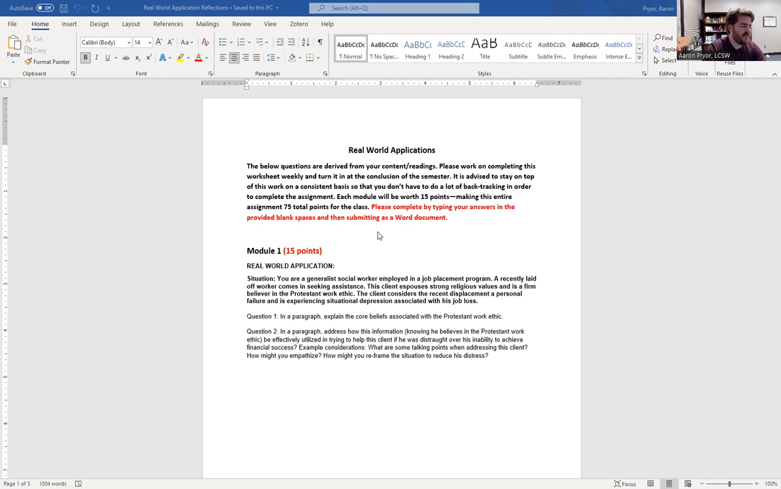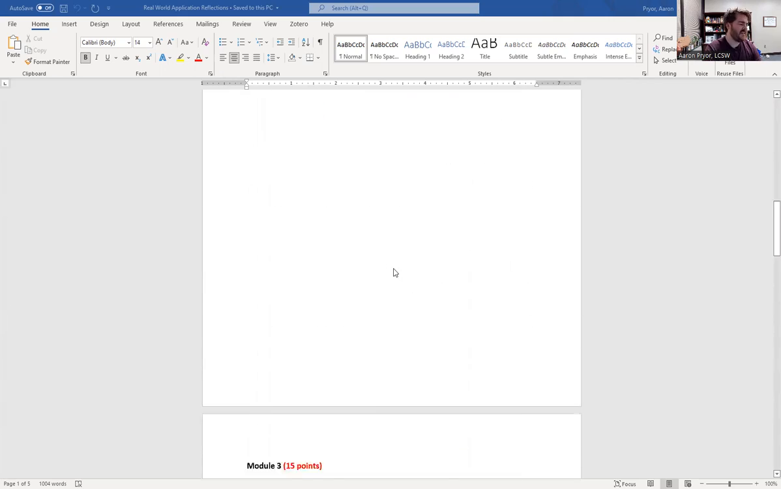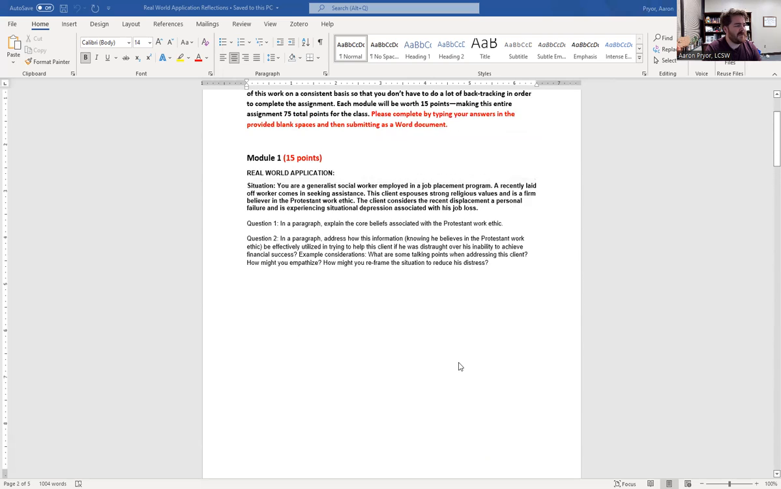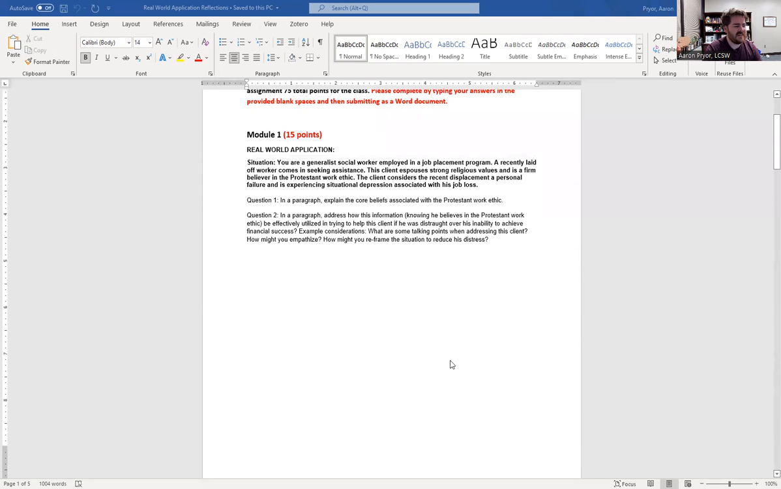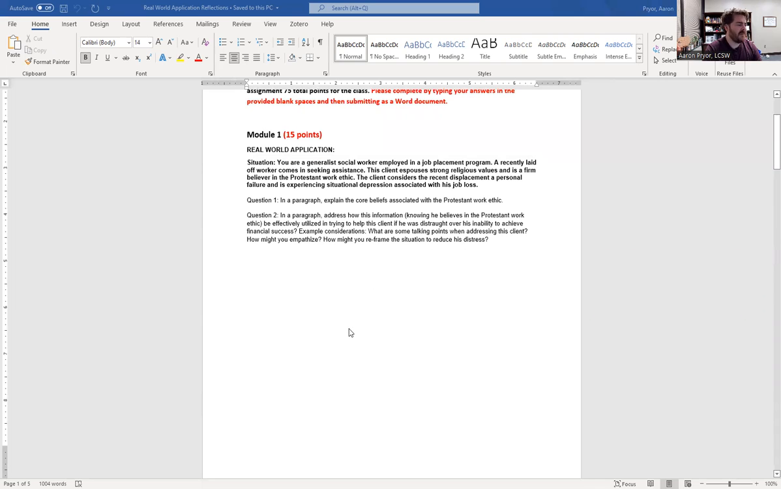Each module will be worth 15 points, making this entire assignment 75 total points for the class. Please complete by typing in your answers in the provided blank spaces and then submitting as a Word document. So you see this is already a Word document as it is, and I have one set of questions on each sheet here. Try to keep it formatted in the best way that makes sense. If it pushes off and you get multiple questions on one sheet, it doesn't really matter as long as I know what you're answering. But let's look at module 1.